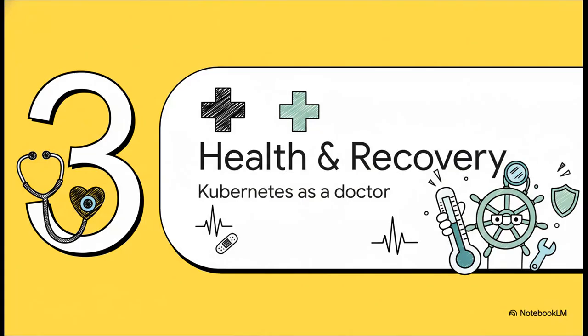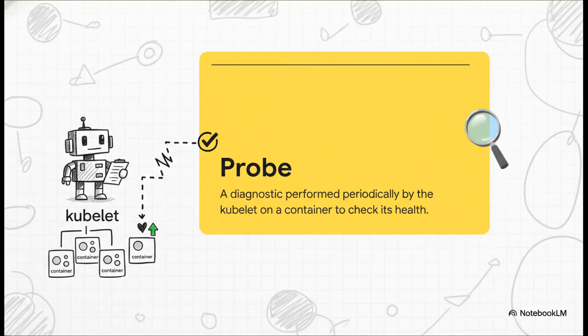So, our pod is up and running. Awesome. But the work is far from over. In fact, this is where Kubernetes really shines. It now puts on its doctor's coat and starts its rounds, constantly monitoring the pod's health, ready to jump in at the slightest sign of trouble. And what's the main tool in that doctor's bag? It's something called a probe. Just think of it as a little health checkup.